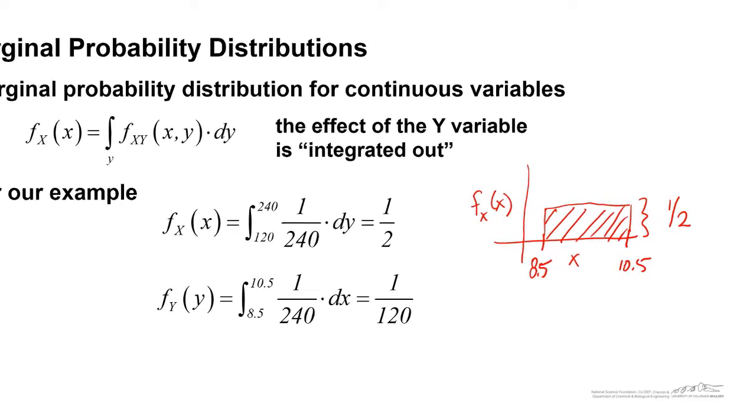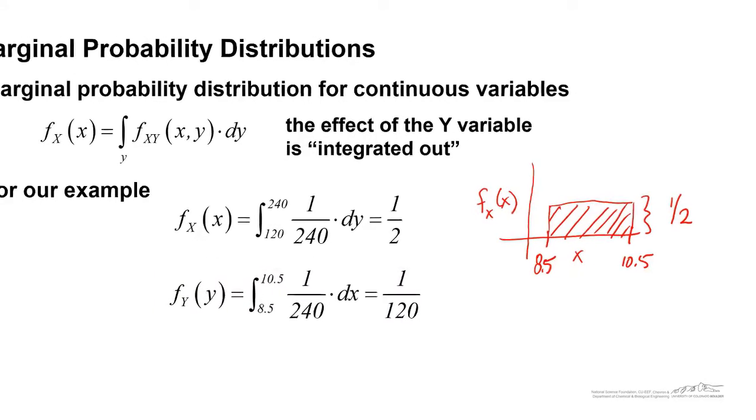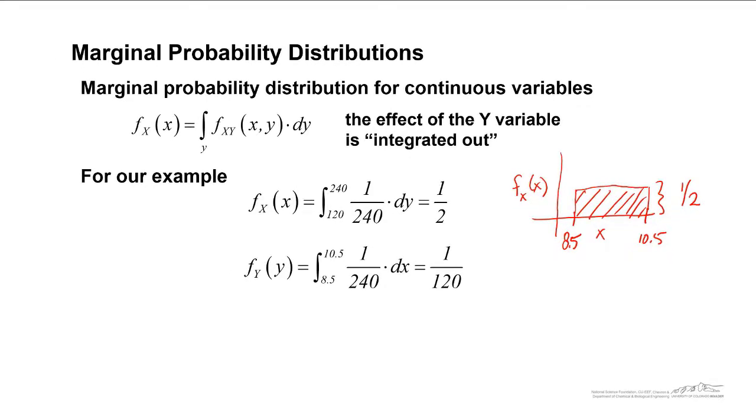You can do the same thing for fy of y. We're integrating over all values of x. The domain for x is 8.5 to 10.5, and this means that fy of y is 1 over 120. It's a uniformly distributed variable. Hopefully this screencast gives you an introduction to joint and marginal probability distributions.